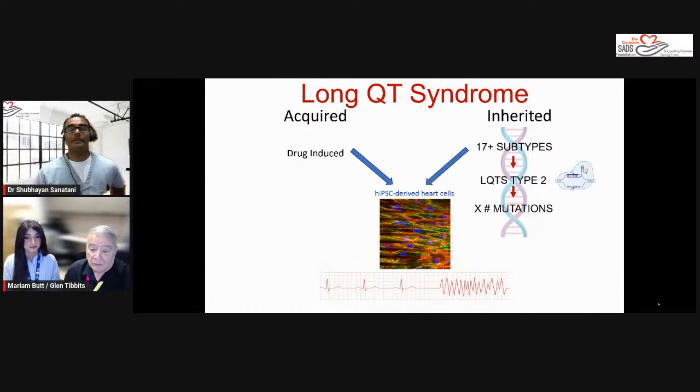Pretty amazing stuff. I think long QT type 2 is especially challenging because events occur both at rest and with activity. It's one of the more common forms of long QT, certainly much more common than type 3. So 1 and 2 are the most common, but 1 is almost exclusively limited to exercise events. So very exciting to have these treatments.